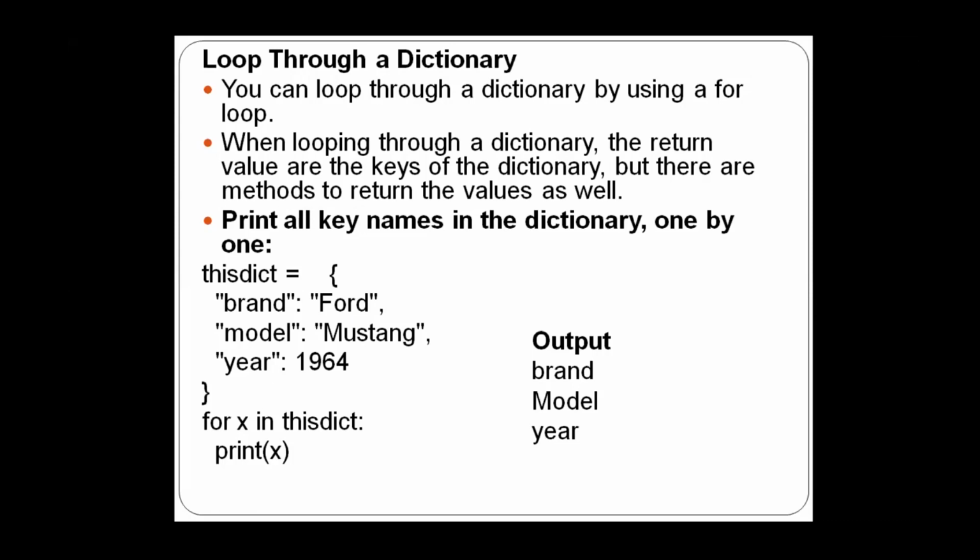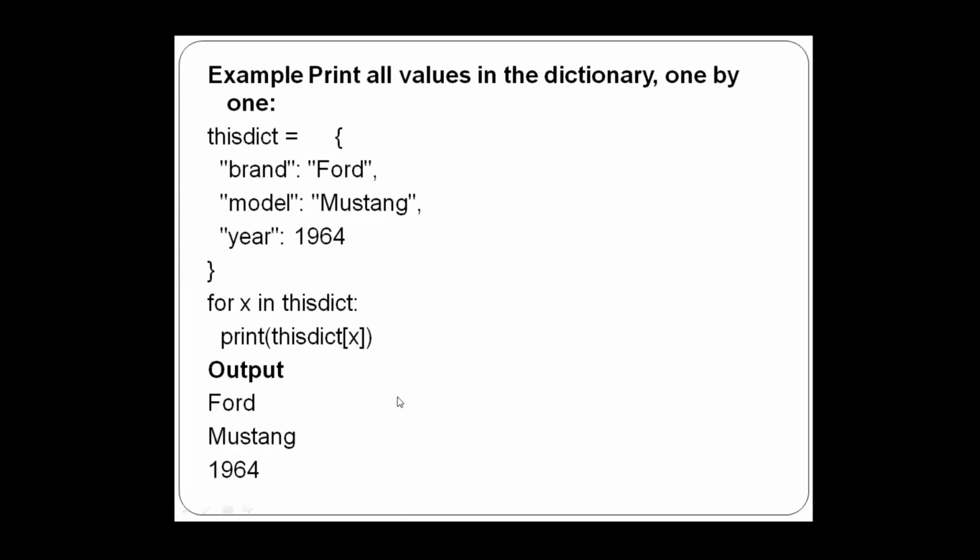If you look at this program, this is the dictionary. I'm using a for loop to loop in a dictionary, and if you look at your output, only the keys are written and the values are not written. So when you use a for loop, only your key will be displayed, right?